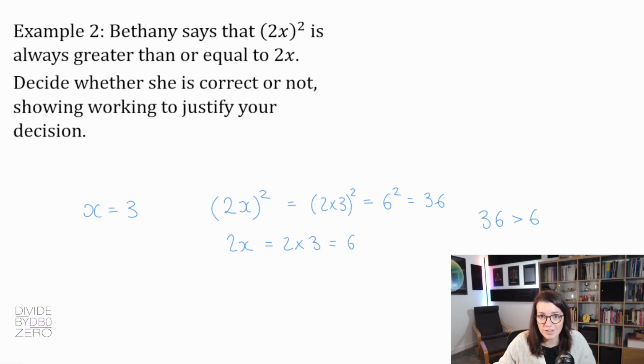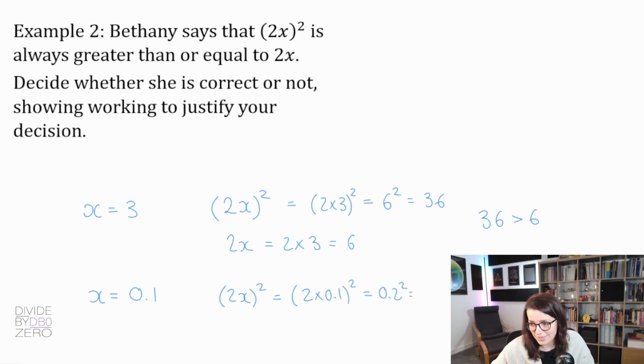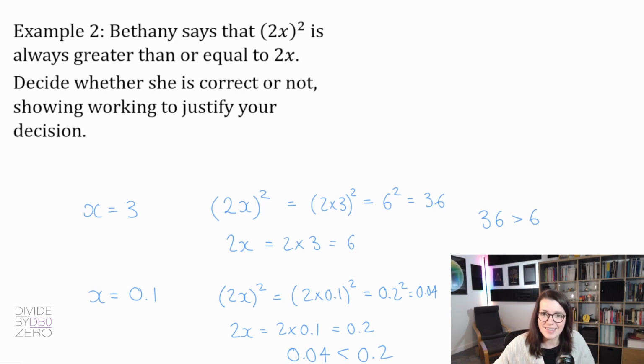However, let's try and find an example to show that she's not. Maybe try a decimal number. So let's try x equals 0.1 and do exactly the same activity. So 2x all in brackets squared will be 2 times 0.1 squared, which is 0.2 squared, which is 0.04. And then 2x is just 2 times 0.1, so 0.2. And in fact, 0.04 is less than 0.2. So we've shown that Bethany is incorrect.